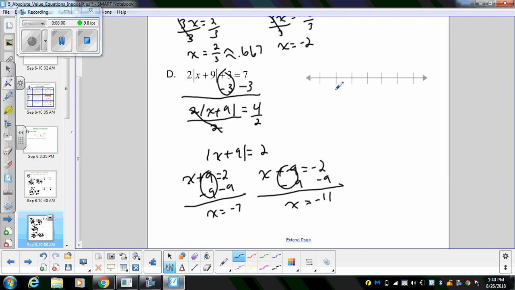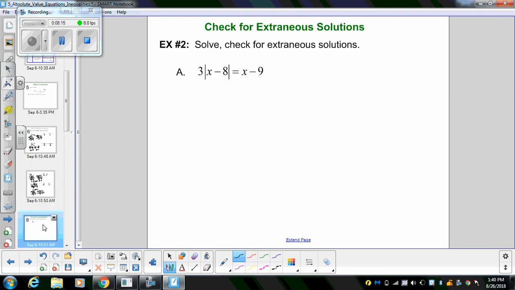Alright, so I'm going to roughly say this is negative 11 here. 10, 9, 8, 7. So I'll make this negative 7 here. There you go. Alright, so let's look at some other solutions.